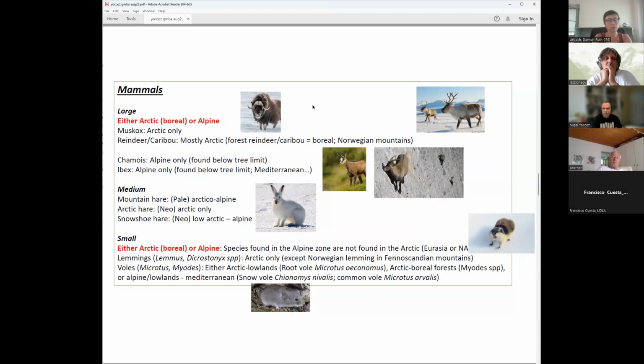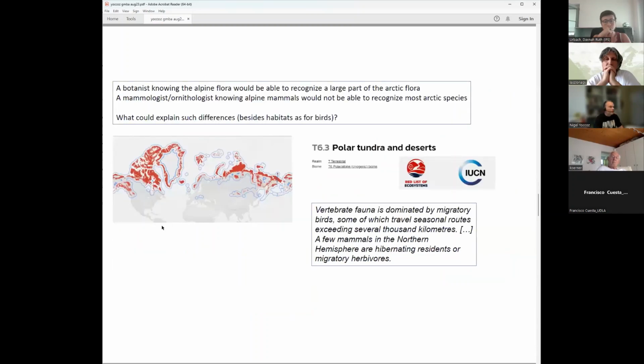Now, if you move to small mammals, you have again a situation like for the large mammals, that they are either Arctic species or alpine species. So here I put a long list, but basically you have species like lemmings that are only found in the Arctic. And then you have other species in the Alps that you don't find in the Arctic. So here for mammals, I could summarize it like this. It's a very strong simplification.